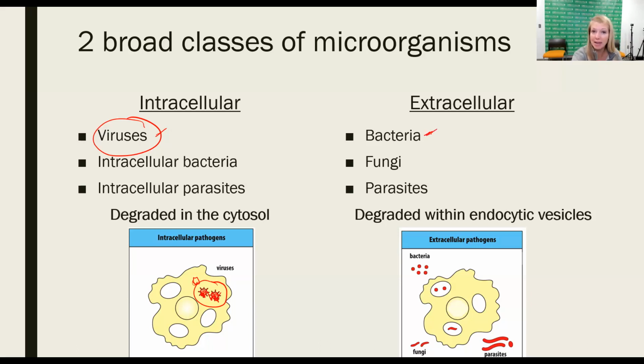We're looking at a lot of bacteria, we're looking at a lot of fungi, and we're looking at almost all the parasites. Because they are extracellular pathogens, they are taken into a cell via phagocytosis, endocytosis, and they are going to be degraded inside of a vesicle, inside of a phagolysosome, probably. Okay, so 2 types of pathogens, intracellular, extracellular.